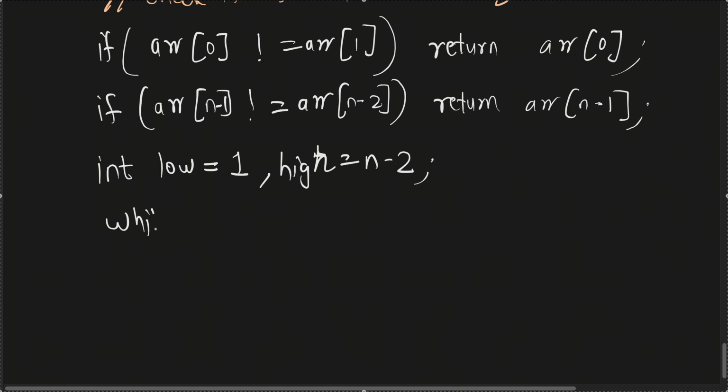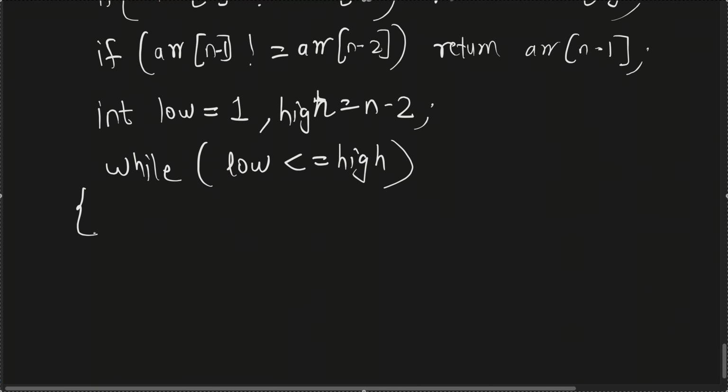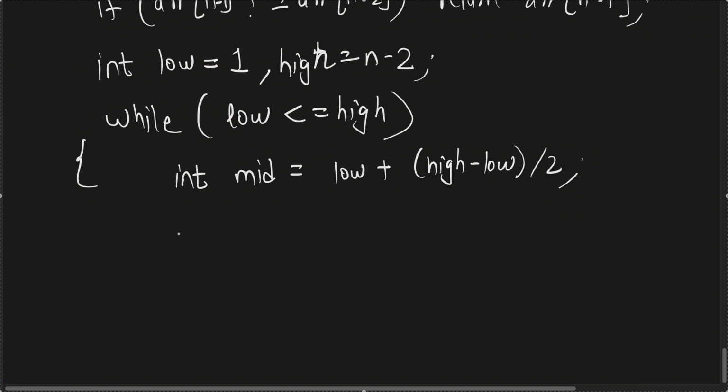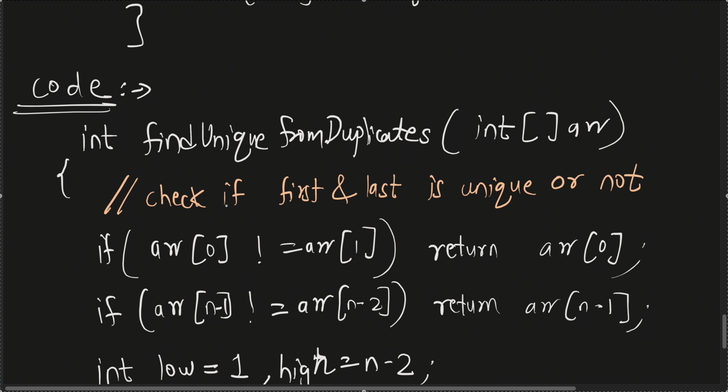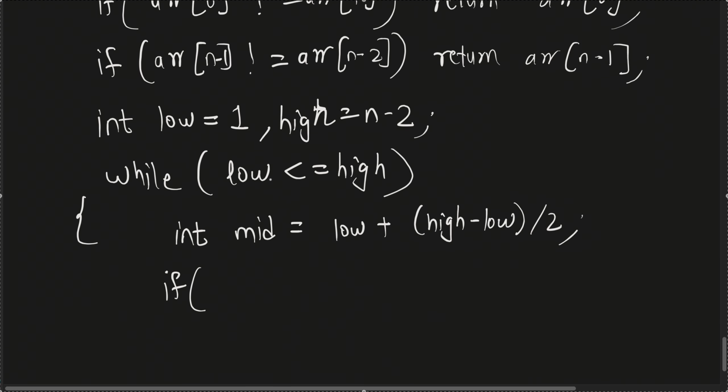We will write the same binary search approach. While low is less than or equal to high, we will calculate mid. The formula to calculate mid is low plus (high minus low) by 2. Again we will write the condition for checking the unique element.